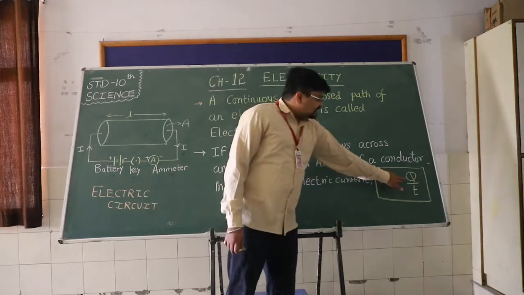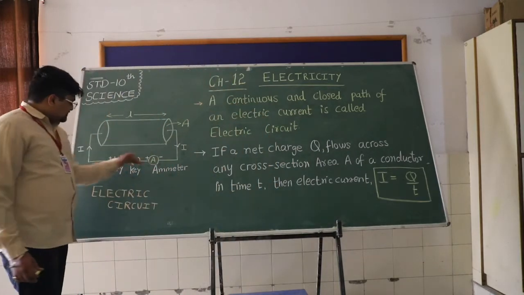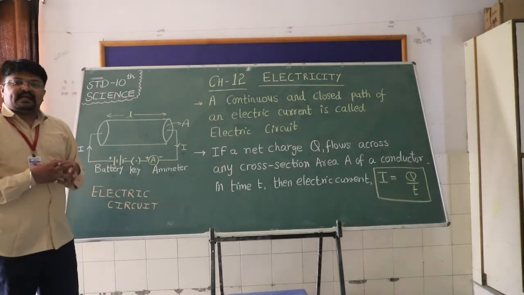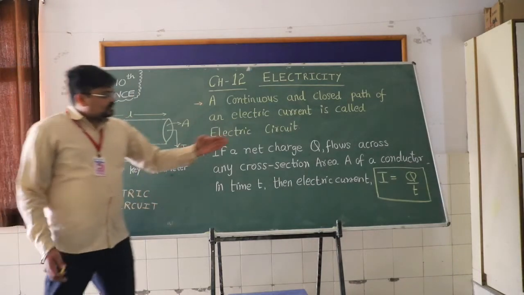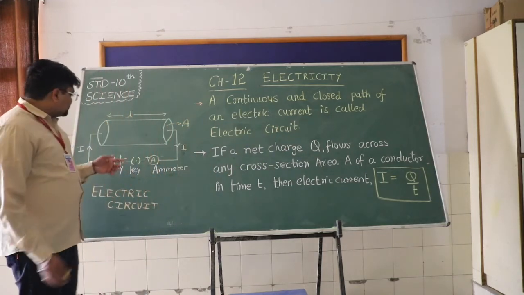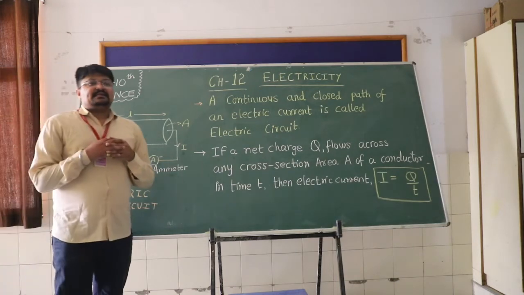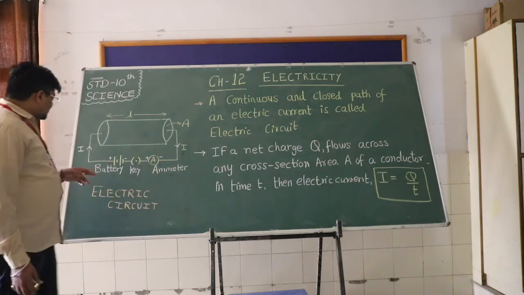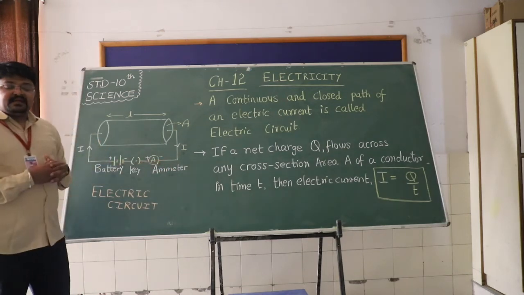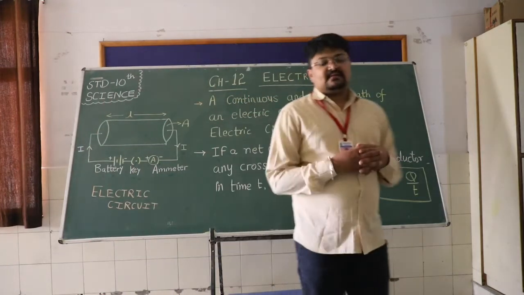You can see Q is the charge over here. The amount of charge is passing through the conductor. So that is charge. And time is how much time that charge takes to pass. So the ratio of charge and time will give us electric current, I is equal to Q by t. Conventionally, the direction of electric current is taken from the positive terminal of the battery to the negative terminal of the battery.